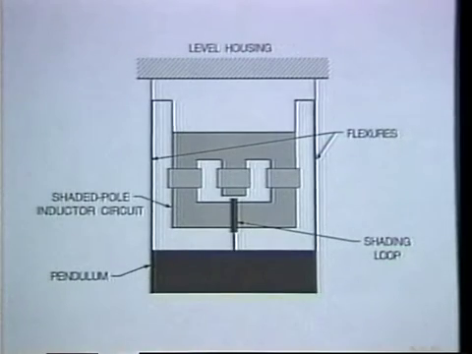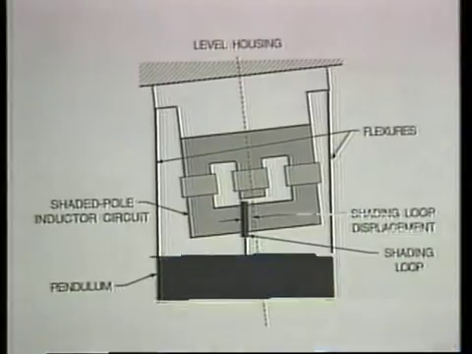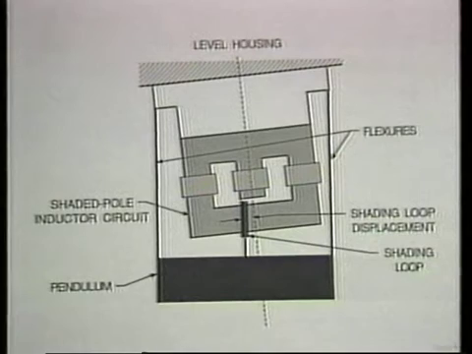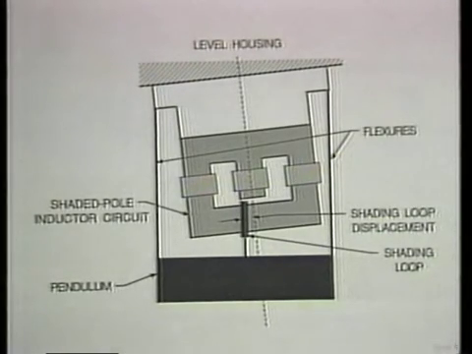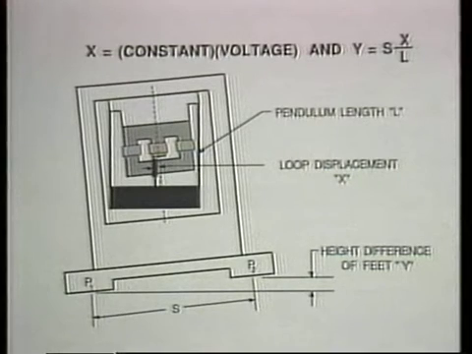The pendulum is suspended from the level's housing by two flexures. Attached to the pendulum is the shading loop. As the level is tilted, the shading loop is displaced from the center as the pendulum seeks to maintain its vertical orientation. Given the pendulum length, the spacing of the level's feet, and the proportionality constant which relates the loop displacement to the output voltage, we can read the output voltage from the console's analog display and calculate the height difference between points P1 and P2.